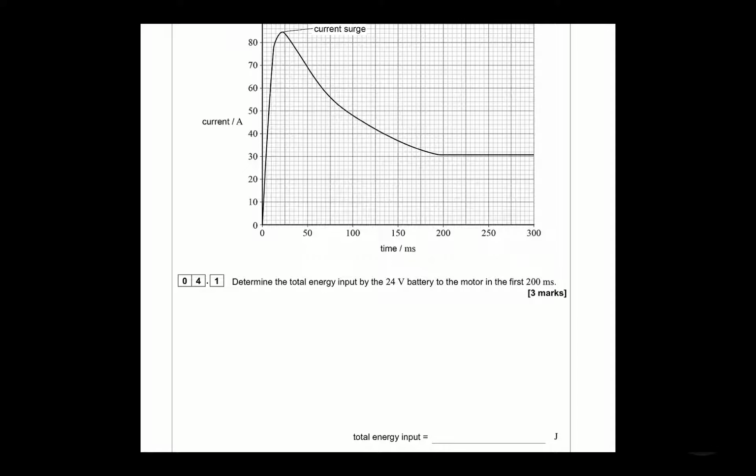So what we need to have is current times voltage times time. Well, the voltage is a constant, and I times t. Well, I've got I, and I've got t here in milliseconds. What do I do when I want to find the multiple of two things that are on a graph? Ah, right. I need to find my area under the graph.